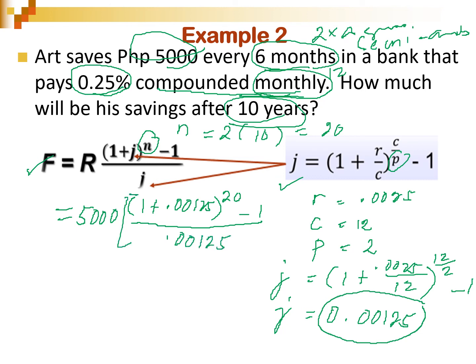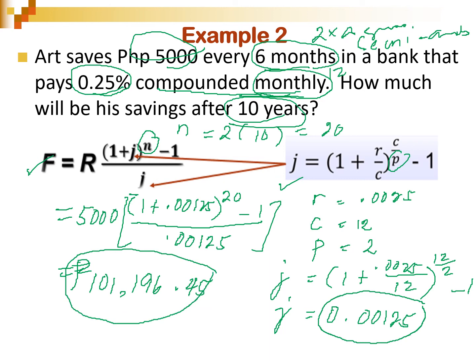is 0.00125. Using calculator, the result here is 101,196 pesos, 0.45. This is the future value or the amount that Art will save after 10 years. That's all the different problems or the two examples about general annuity involving future values.